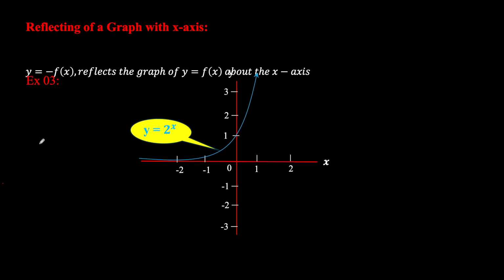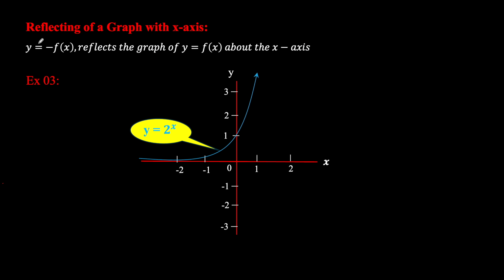So what we are going to do is, with this property, y is equal to minus f of x, this reflects the graph of y is equal to f of x about the x-axis, okay? So meaning, if I take y is equal to minus 2 to the power x, you see we had positive, here is negative, so this reflects my graph about the x-axis, you see.